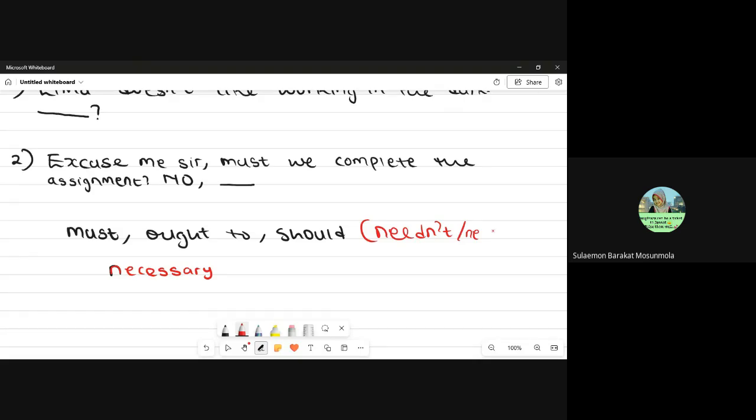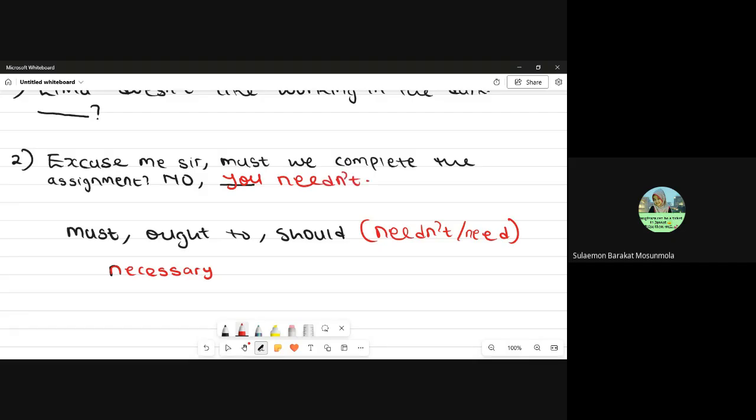Now let's read this sentence again. Excuse me, sir. Must we complete the assignment? If you want to translate this, the student is asking if it is necessary for them to complete the assignment. Must we finish the task? Is it necessary that we complete it? So when you use any of these words to mean necessary, then it should attract need not or need, as the case may be. So in this question now, you are going to use no, you need not. The teacher is answering the question now. No, you need not. That is, it is not necessary that you complete the assignment. Please, do you get it?